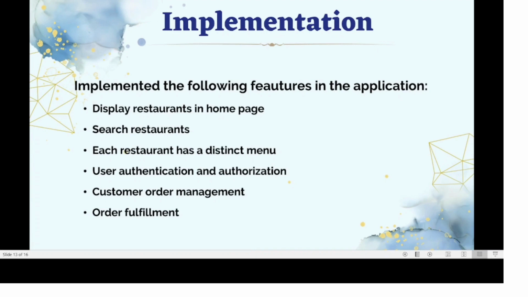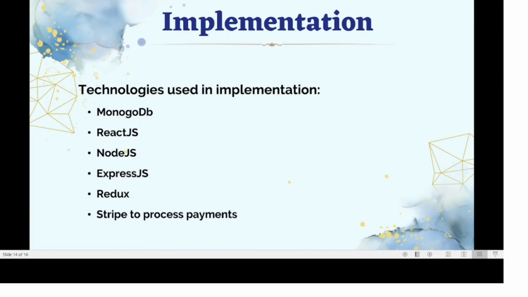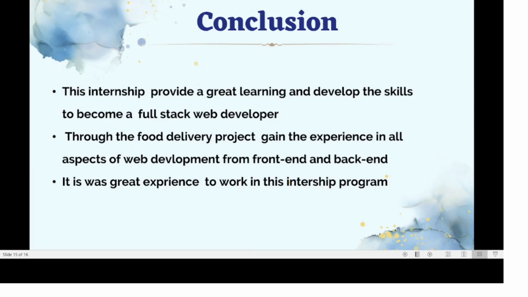The implementation. Search restaurants on a homepage. Each restaurant has a distinct menu, authentication and authorization of users, order management, order fulfillment. Implementation of technologies: MongoDB, React.js, Node.js, Express, Redux, Stripe, and Mailtrap. In this project, we have used these technologies.